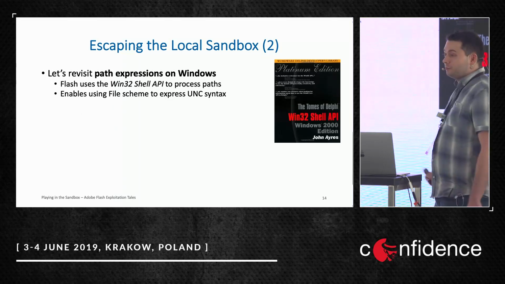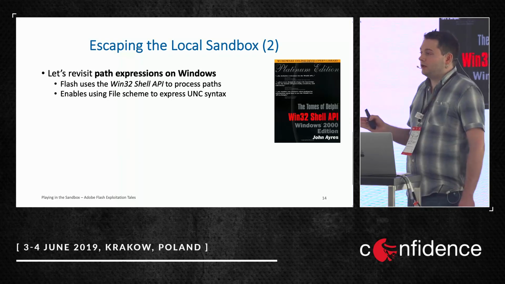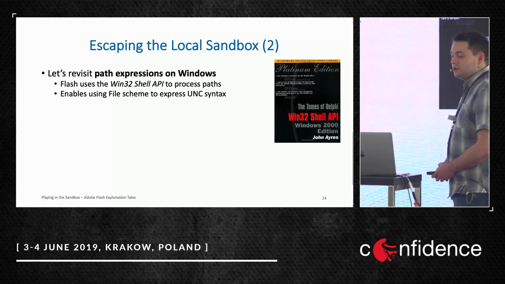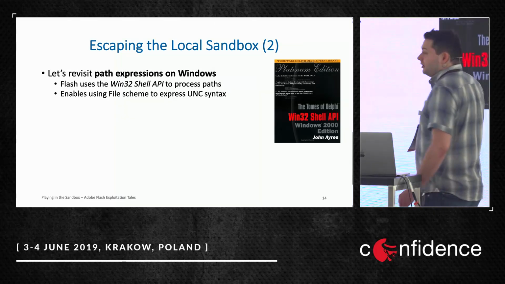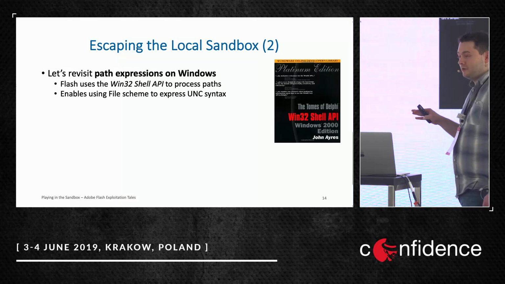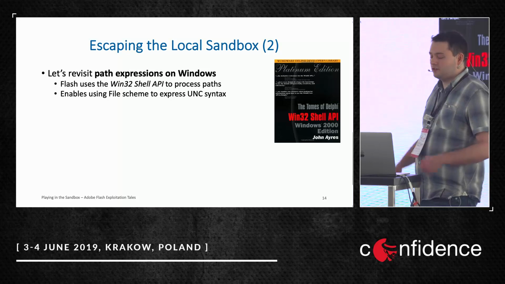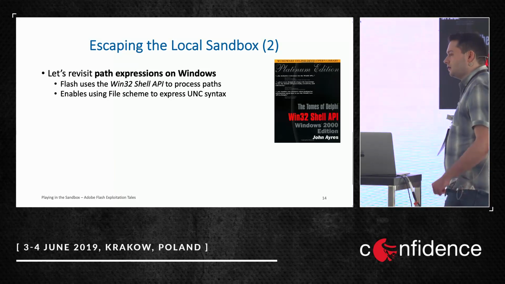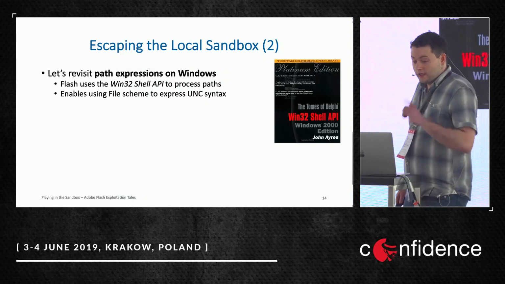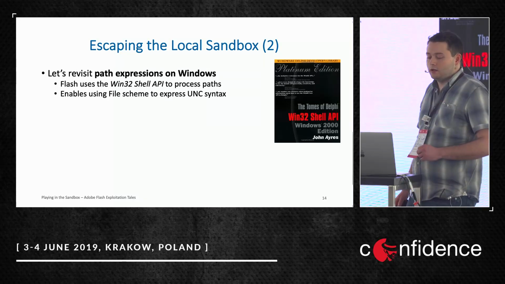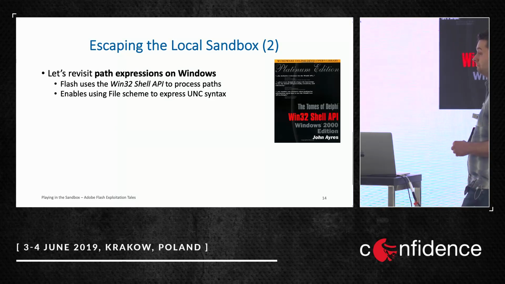Well, let's go back to path expressions on Windows. Flash is a multi-platform runtime, and on Windows it uses the Win32 shell API. Now, there's a book over here that I found, and it says Windows 2000, but it's actually much older. And it's quite an interesting API in the sense that it has a bag of tricks that you can use to do some interesting stuff. And one is that you can express UNC tags inside the file scheme.